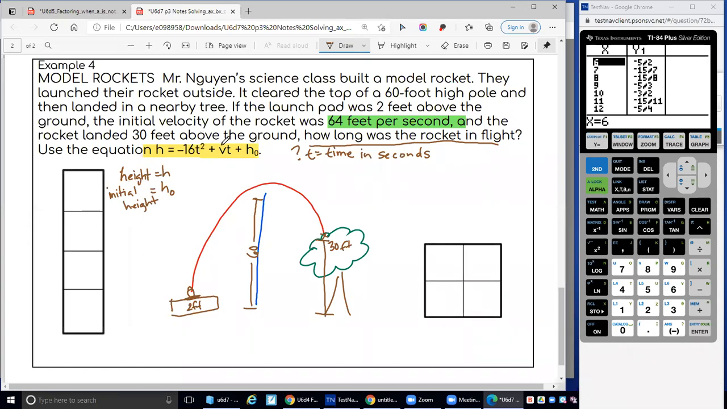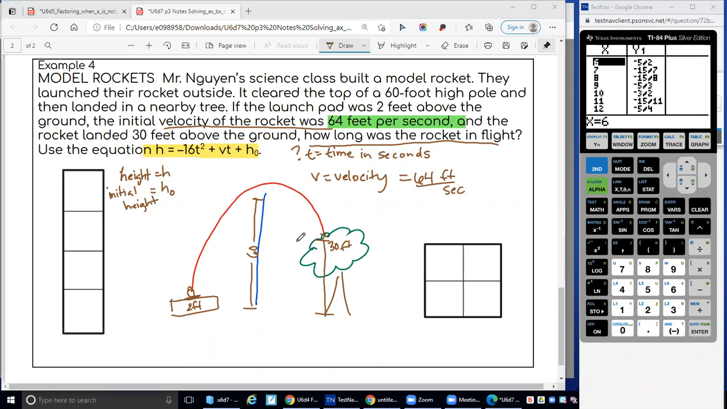So let's see. What about V? What do you think V is? Velocity. Yeah, I would go with that. V is for velocity, and that was actually some good given information, right? That's right here. Velocity of the rocket was 64 feet per second. And so in this case, we know that is 64 feet over second. Yes, something like that. Okay.